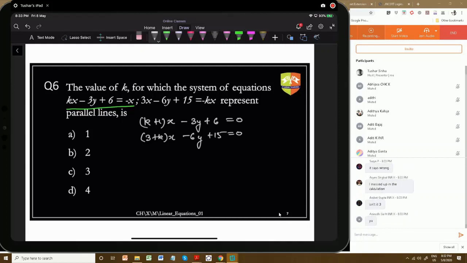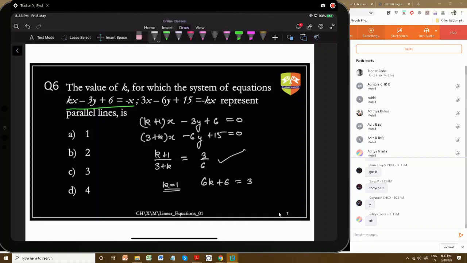Isn't it 3? K is equal to 1. K is 1, right? So you have to do what? K plus 1 by 3 plus k should be equal to 3 by 6. So what should be the value of k? K is equal to 1 will satisfy this. You can solve. 6k plus 6 is 9 plus 3k. So that means 3k is equal to 3, so k is equal to 1.